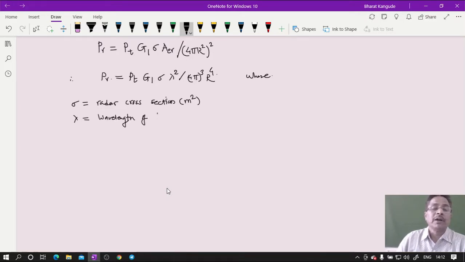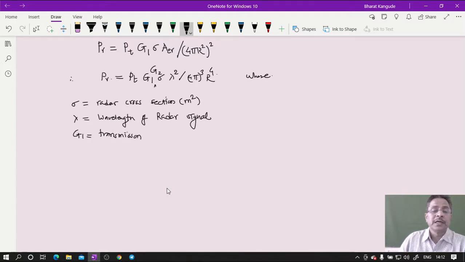Wavelength of radar signal. Then third is G1. Here is G1 and G2. There is G2 also. G1 is transmission antenna gain.